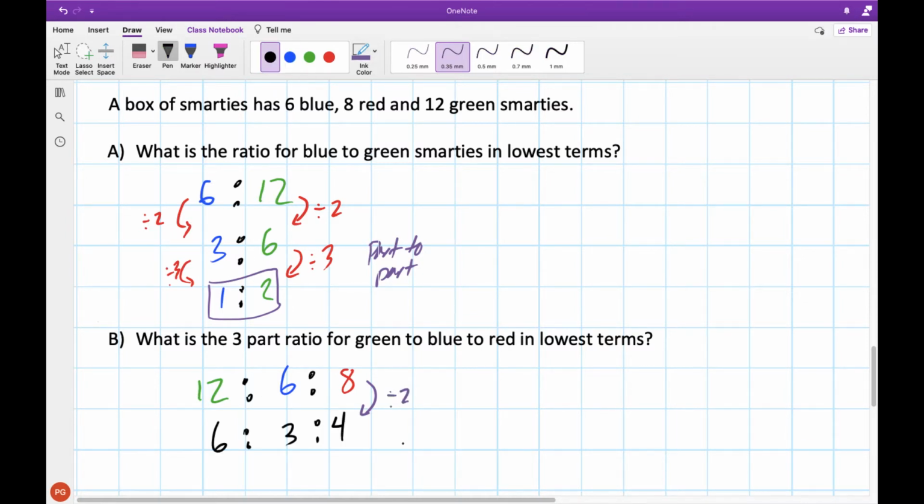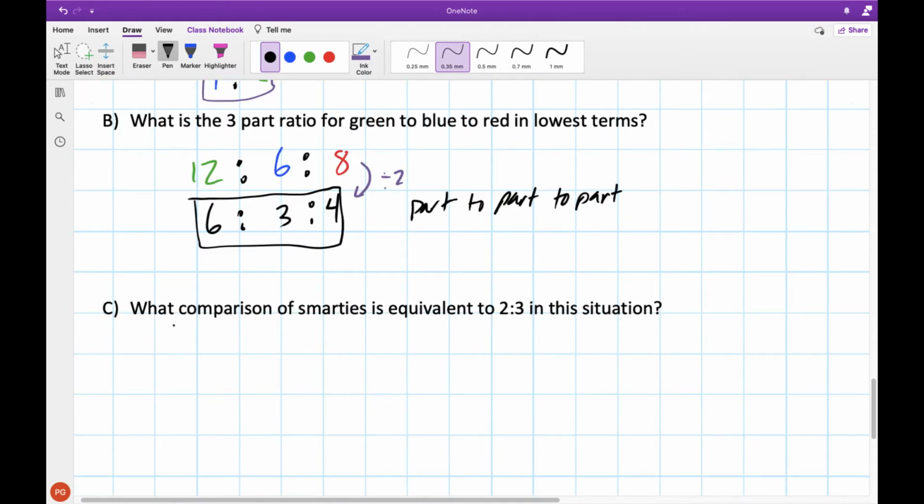Once we're here, it might take you a little while to figure it out, but at this point, there's no number that we can divide all of these by that we can reduce our ratio, so this would be our ratio in lowest terms. This is also a part-to-part ratio, or I guess a part-to-part-to-part ratio, because these are just the individual parts. We're not comparing it to the whole. Our next question is, what comparison of Smarties is equivalent to 2 to 3 in this situation?